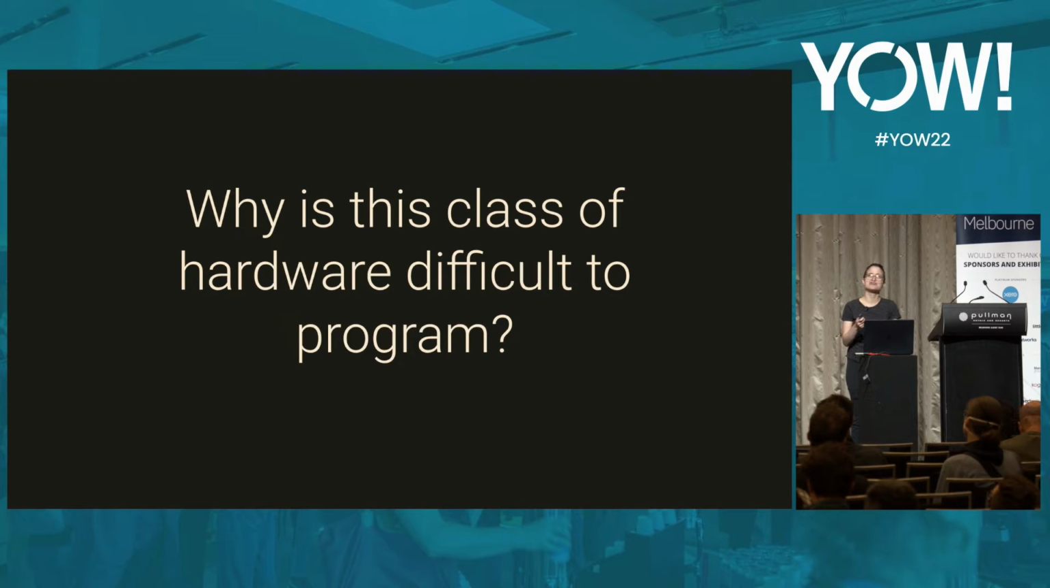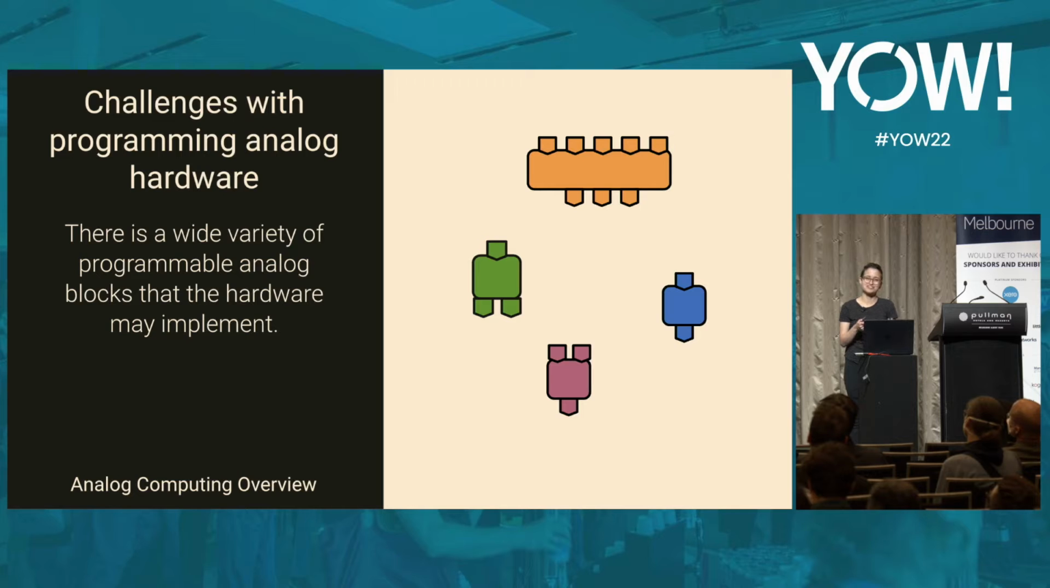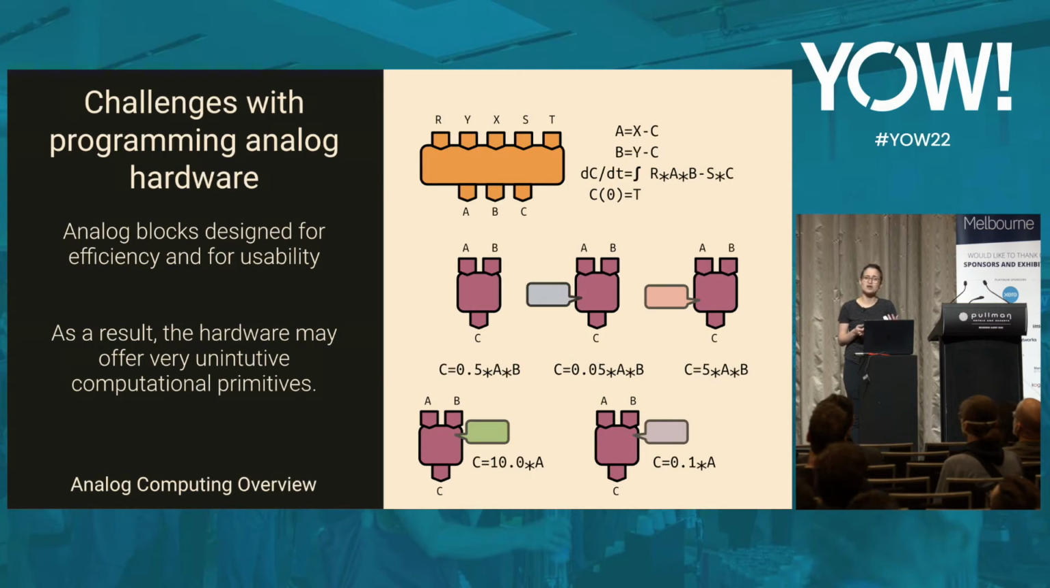So you might ask, okay, I understand how to program it. Why is it hard to program? It turns out this class of hardware platforms has some very interesting characteristics that make them a challenging compilation target. First off, there's a very wide variety of programmable analog blocks that the hardware may implement. There isn't really a universally agreed upon set of analog primitives that are implemented by all of the practitioners. And what makes things more challenging is that these analog blocks are designed for both efficiency and usability.